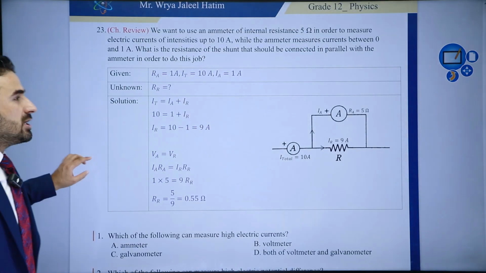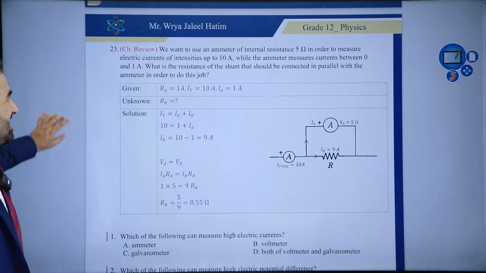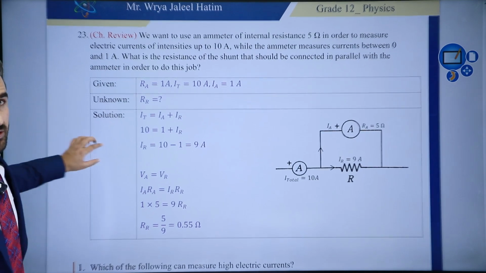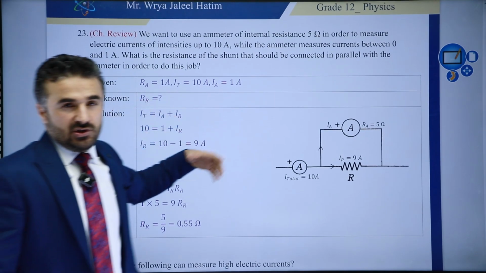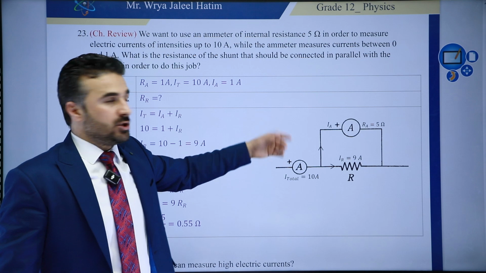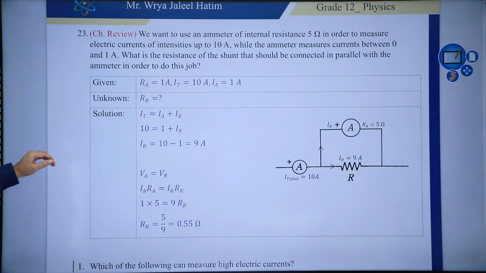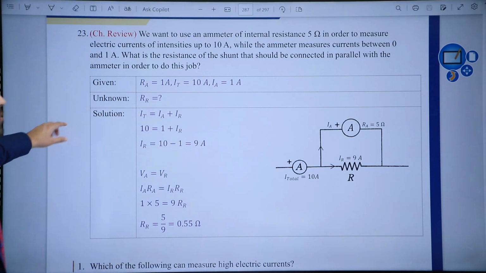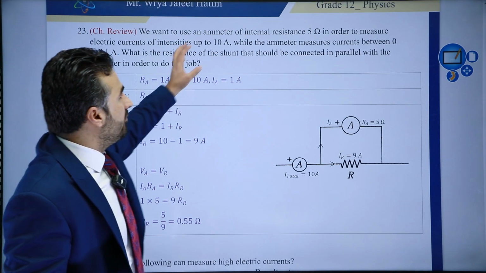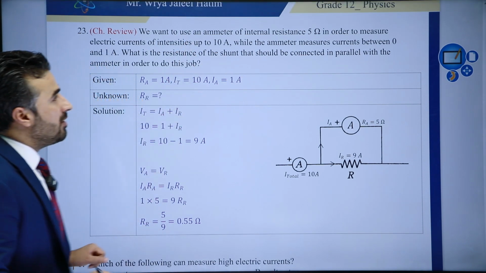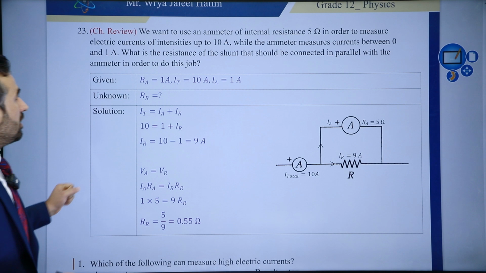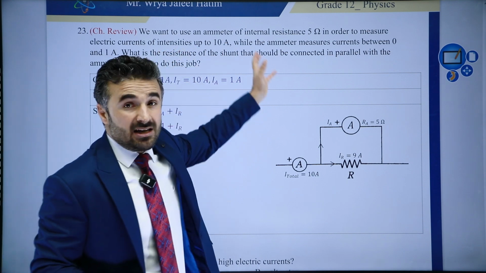Okay, now we have a question. Now let's see how we can answer questions related to galvanometers that are used as an ordinary ammeter or voltmeter. The first thing says we want to use an ammeter of internal resistance of 5 ohms in order to measure electrical currents of intensities up to 10 amperes.